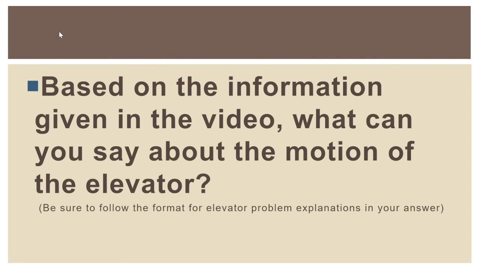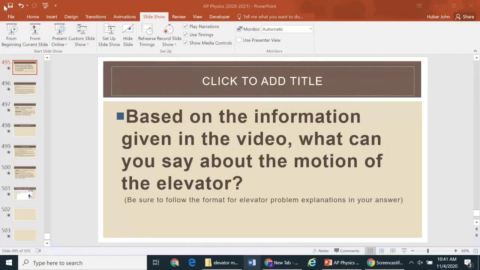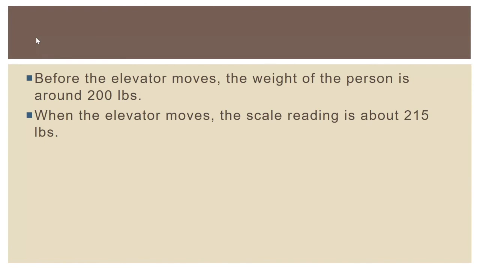So let's take a quick look at that video again, just so we're all reminded about what happened. As you can see in the video, we have the person standing on the scale, and the original scale reading before the elevator starts moving is about 200, and when the elevator starts to move, the scale reading is about 215-ish pounds. This first part is just establishing the facts. You don't actually have to write this in your explanation, but I wrote here: before the elevator moves, the weight of the person is around 200 pounds. When the elevator moves, the scale reading is about 215 pounds.